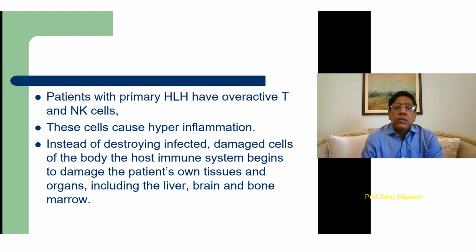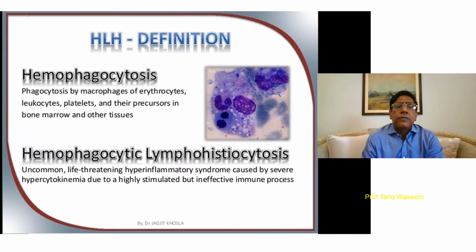lymphohistiocytosis. Patients with primary HLH have overactive T cells and NK cells, or natural killer cells. These cells cause hyperinflammation, and instead of destroying infected, damaged cells of the body, the host immune system begins to damage the patient's own tissues and organs. This results in liver failure, neurological symptoms in the form of encephalitis or altered conscious level, and of course it affects the bone marrow as well, from where these cells are being produced.